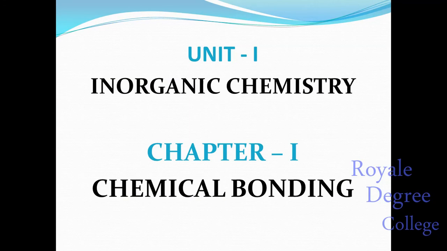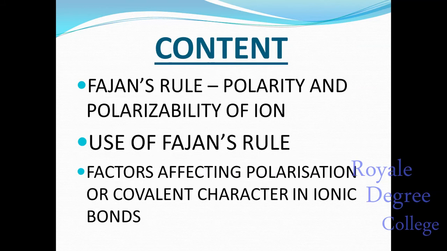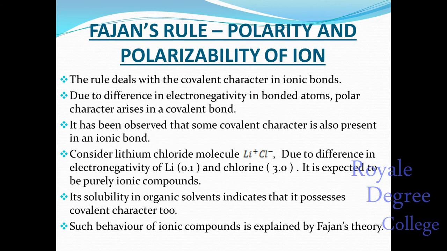As we are dealing with Unit 1, Inorganic Chemistry, in which Chapter 1 is our chemical bonding. Today we'll study about Fajan's rule, polarity and polarizability of ion, use of Fajan's rule, factors affecting polarization or covalent character in ionic bonds. Fajan's rule, polarity and polarizability of ion.